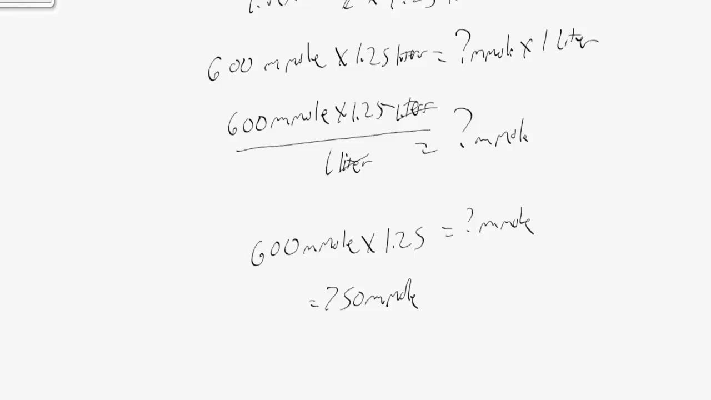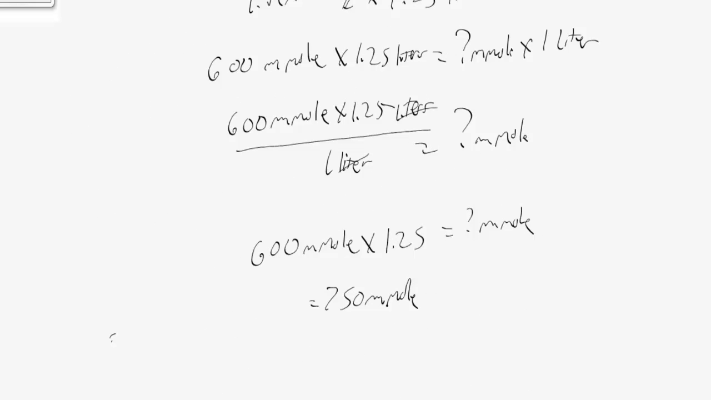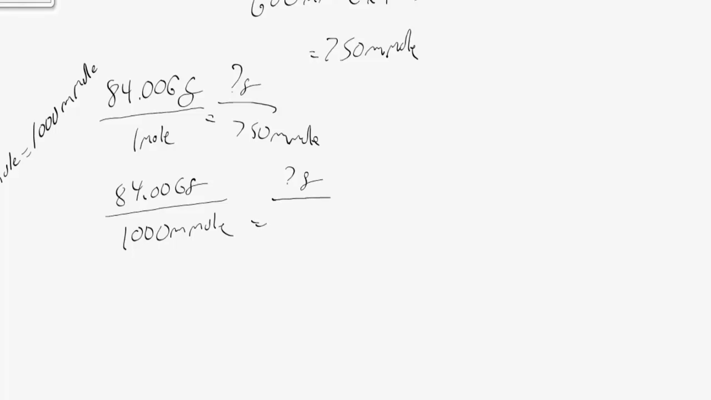So how do we figure out how much we have to weigh out to get 750 millimoles? We know from up here 84.006 grams per mole, so 84.006 grams for one mole is equal to how many grams per 750 millimoles. So we need to convert this mole again. Remember, one mole equals 1,000 millimoles. So we've got 84.006 grams over 1,000 millimoles is equal to how many grams over 750 millimoles.